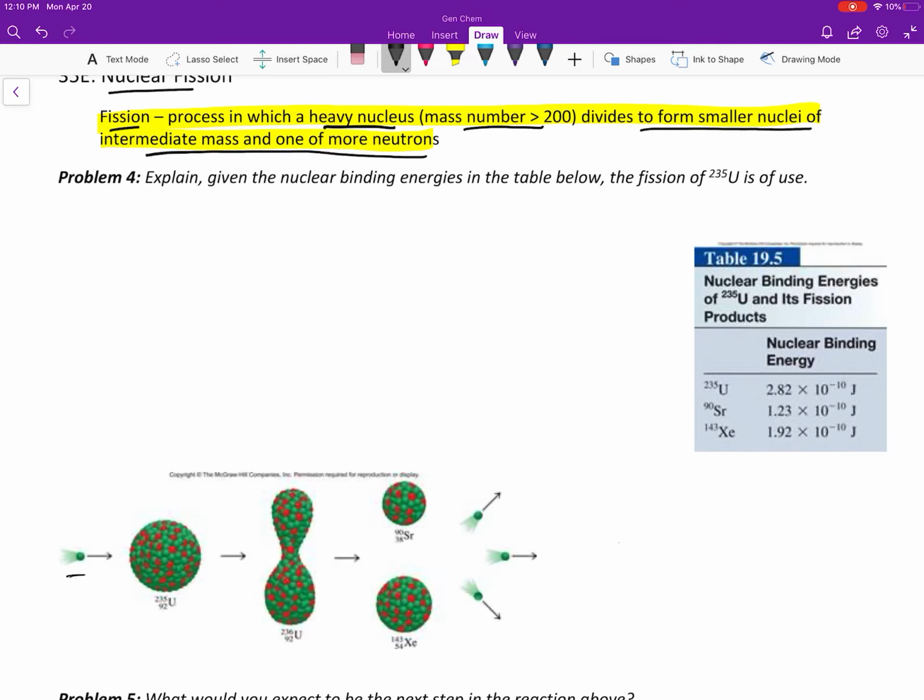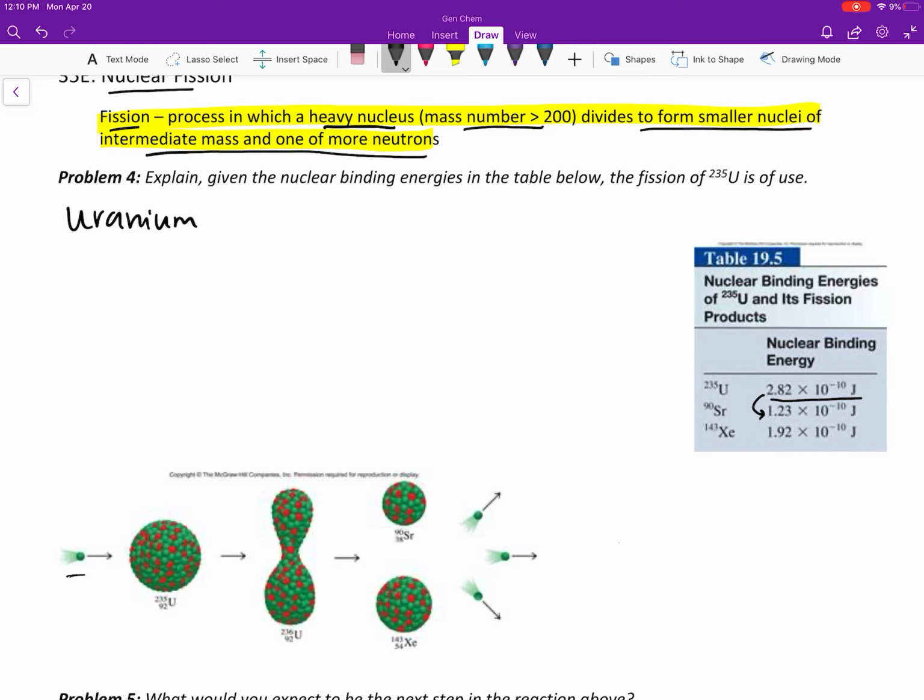And so using the table, it says to explain, given the nuclear binding energies in the table below, that the fission of uranium-235 is of use. And so if we look at the nuclear binding energy compared to strontium and xenon, we can see that it's going to have more energy comparatively. And the reason is, remember, if it takes that much energy to bind, it's going to release that much energy when you break it.